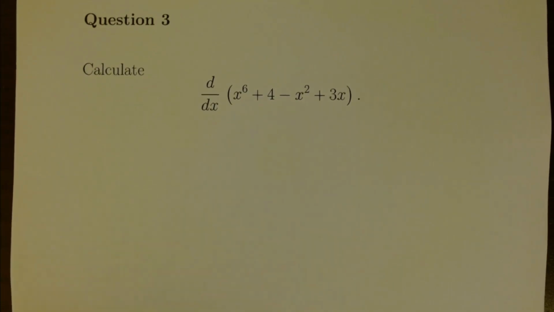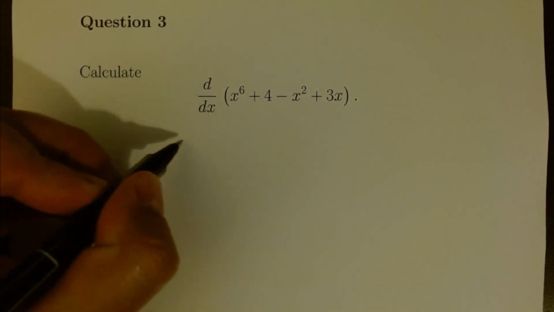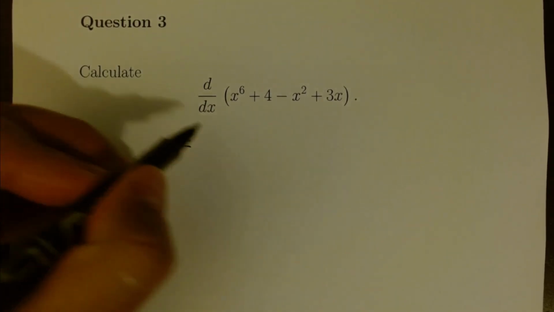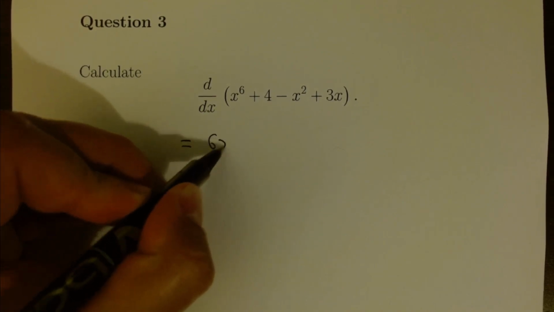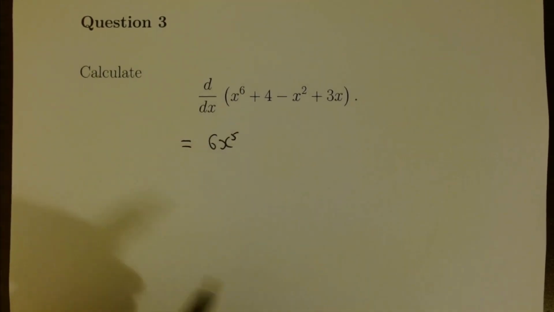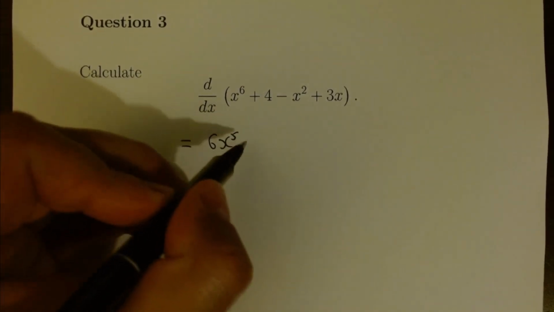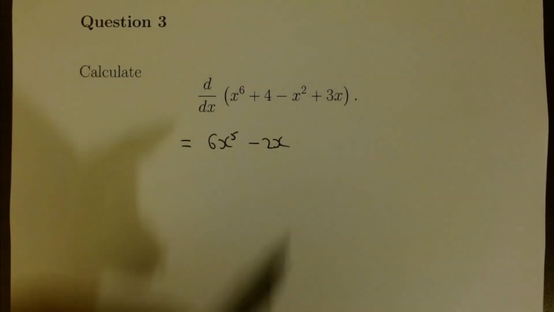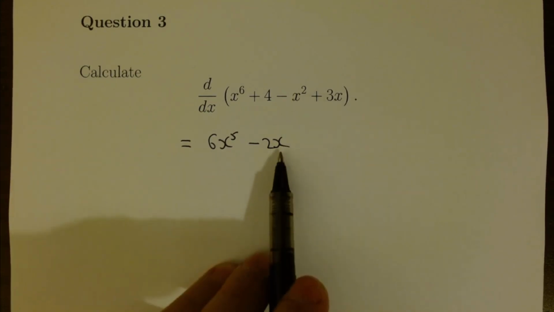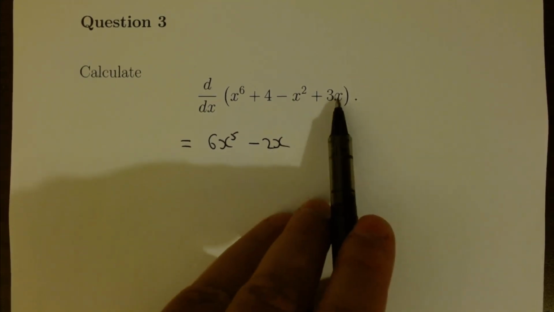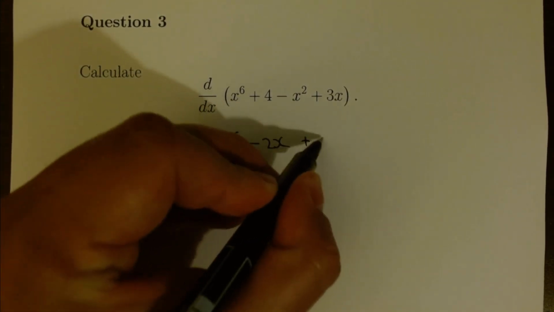Okay, question number 3. We can differentiate. We get 6x to the 5. The 4 is a constant term, that becomes 0. And then we get minus 2x. And the linear term becomes plus 3.